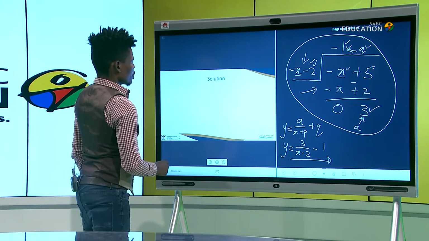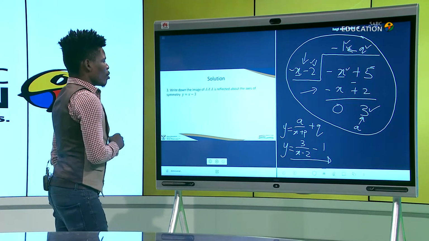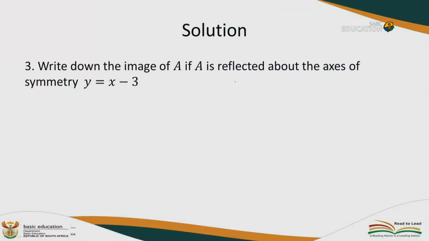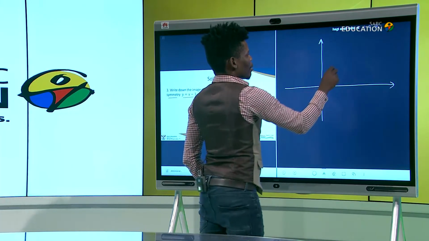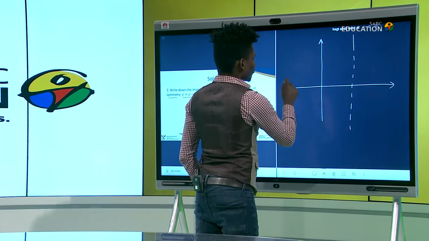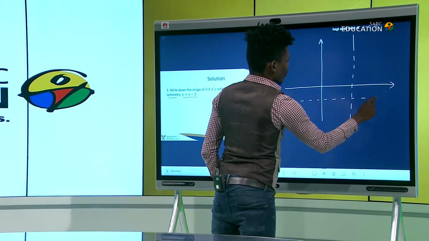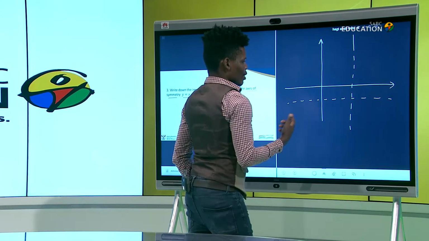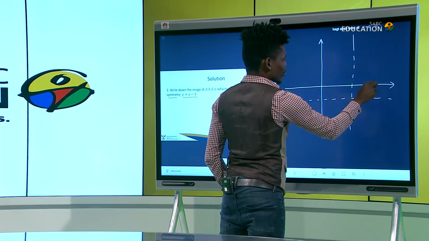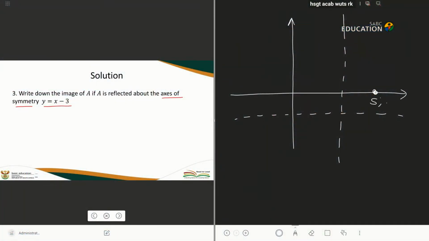with our questions. So the next question now, they want us to write down the image of A if A is reflected about the axis of symmetry, y equal to x minus 3. Okay, now this question is a bit tricky, because you guys can do reflection about the line y equal to x, but you cannot do reflection about the line y equal to x minus 3. All right, so that's what basically makes this question a bit tricky.